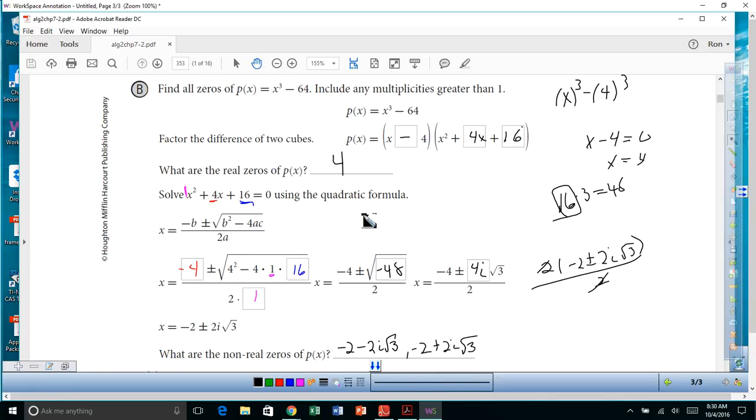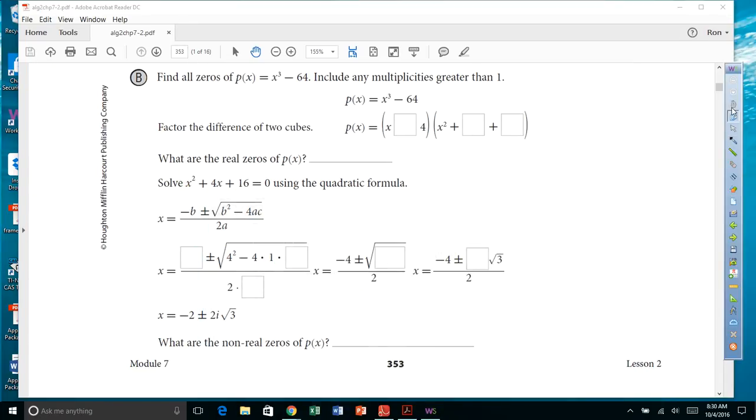All right, so how many? It said we had 3, right? And we found 1, 2, 3. Good.